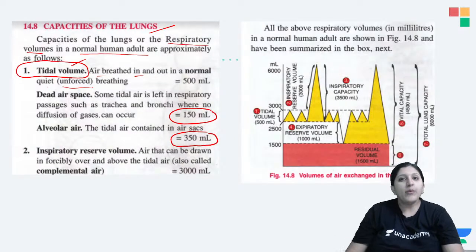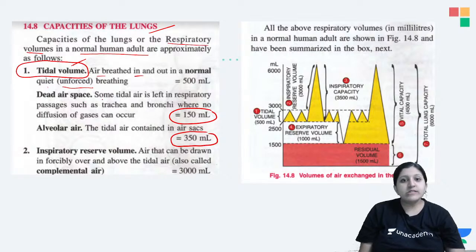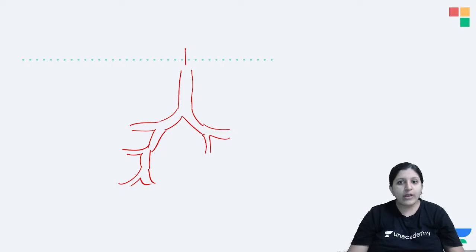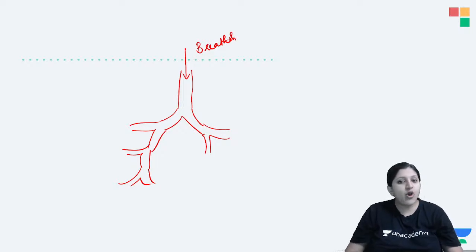When all this is happening, some tidal air is left in the respiratory passages such as the trachea and bronchi, where no diffusion of gases can occur. Now when you breathe in, this particular air does not completely reach the alveoli. Here are the bronchioles, and then there is an alveolar sac here.